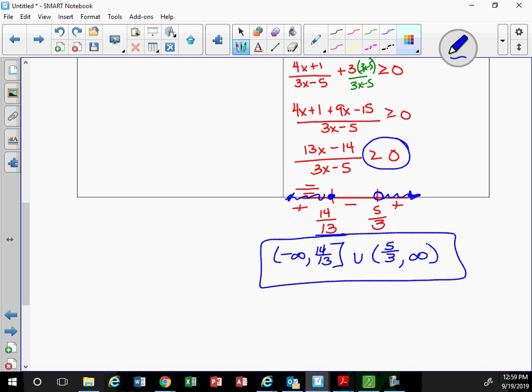All right. How do we feel about nonlinear inequalities? Good. We're not done yet, guys. Okay. Turn the page.